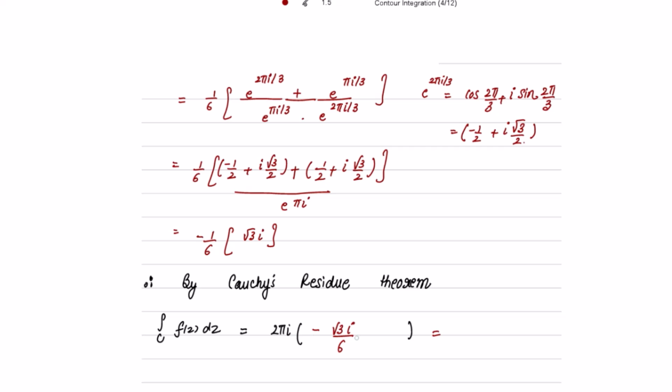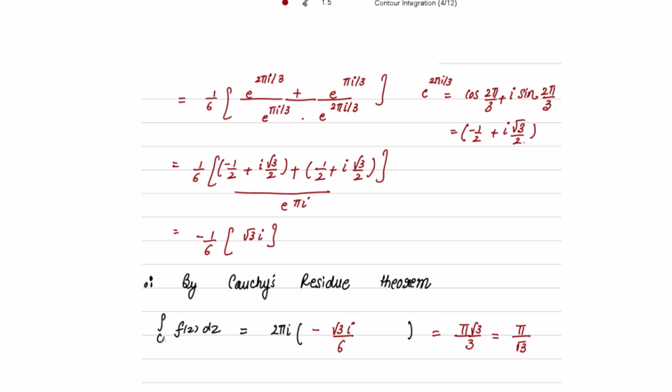So i becomes i squared, and that is negative 1. So this will become positive, and this 2 will be cancelled with the 6. So I get now π root 3 over 3, which is also equal to π over root 3. Just rationalize, you get π by root 3.